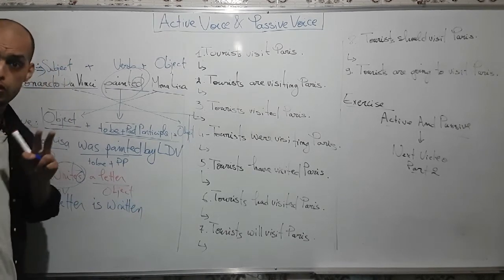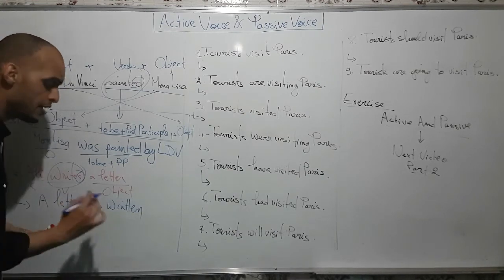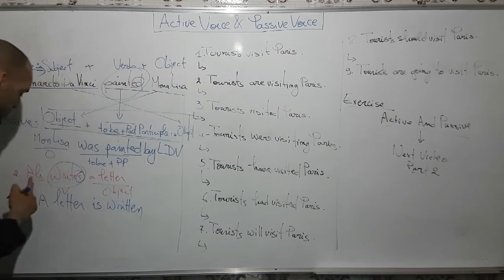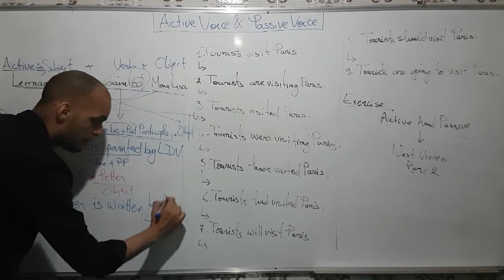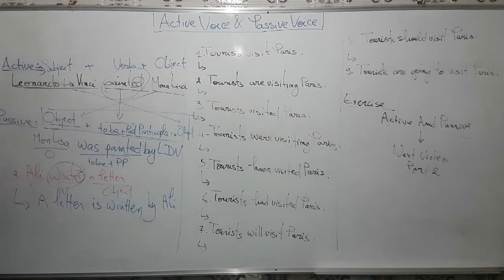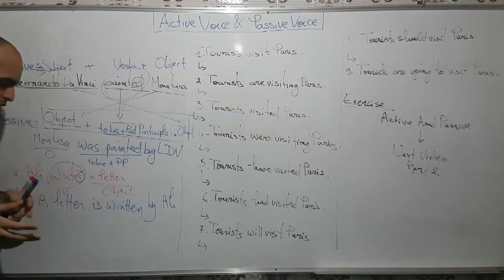The passive is correct. If the passive is just like this, it is correct. If we want to add it, we add it. Is no problem. By Ali. Again. Ali writes a letter. Ali is the subject, writes verb, a letter object.